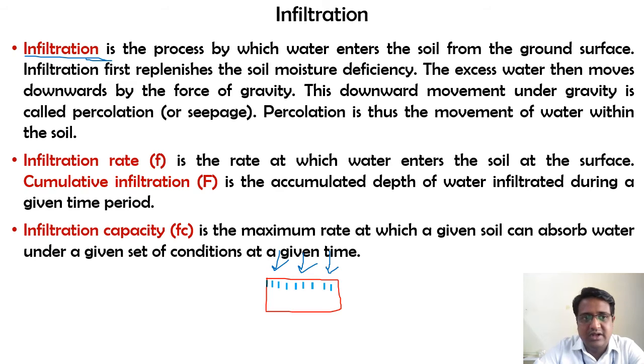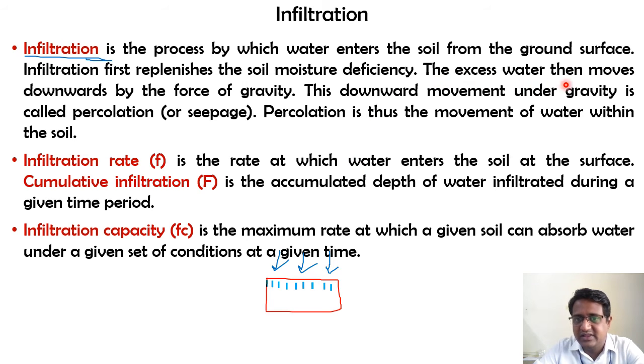Now, infiltration first replenishes the soil moisture deficiency. What does that mean? Right now we don't know what the moisture content of the soil will be. So what it does is, first it increases the moisture content of the soil and makes it saturated. That is the first part. Moisture deficiency in the sense, with respect to its saturation capacity. So the amount of water that the soil can hold, that is the first thing it will fill, that is, the soil will get entirely saturated.